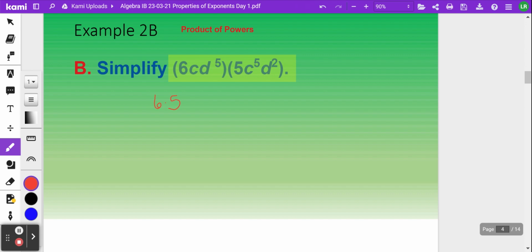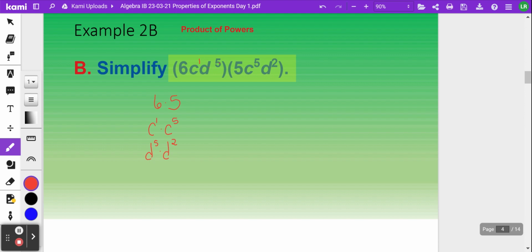The c's: this first c does not have a number showing as an exponent, so that means it is c to the 1st. It is helpful to write that because a lot of people forget the 1 there. So I have c to the 1st, and I also have c to the 5th. My base d's, I have a d to the 5th, and I also have a d squared.